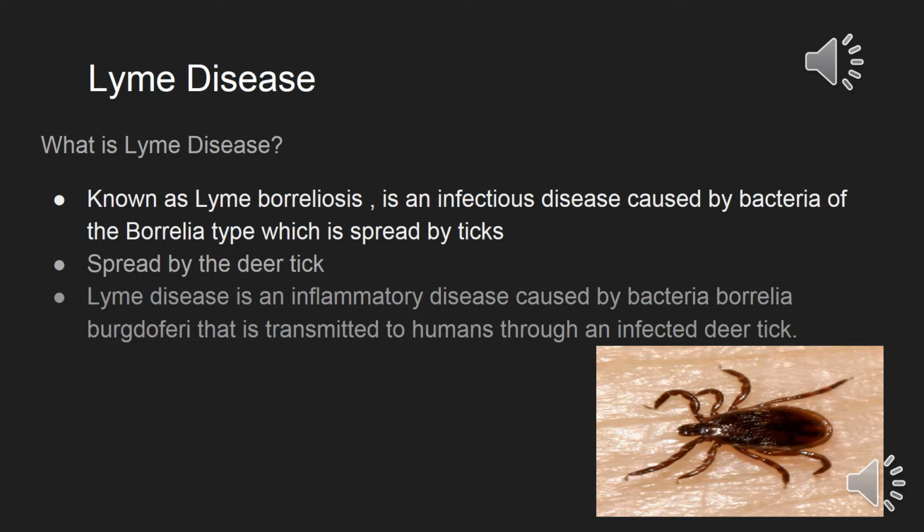So what is Lyme disease? Lyme disease is known as Lyme borreliosis. It is an infectious disease caused by bacteria of the Borrelia type, which is spread by ticks. The most common way it is spread is by the deer tick, and it can also be spread by some type of mice. I couldn't really find the name of the mice that is most common to spread it. Lyme disease is also an inflammatory disease caused by the bacteria Borrelia burgdorferi, which is the scientific name for it, and it is transmitted to humans through an infected deer tick in the vulnerable spots on a human being.